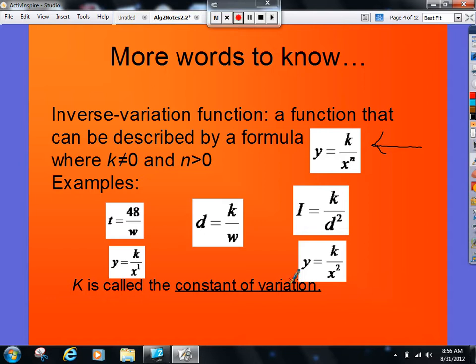These are all examples of inverse variation functions. T equals 48 over w. y equals k over x, in this case to the first power. k is 48, the constant of variation. Obviously this one is y equals k over x to the first power. That's very similar to what we just had here. d equals k over w, another example. I equals k over d squared. y equals k over x squared. k is called the constant of variation just like it was yesterday. That has not changed.